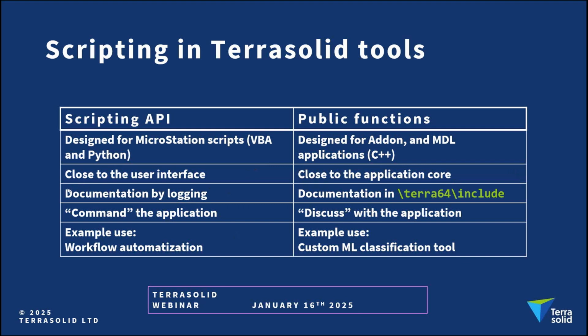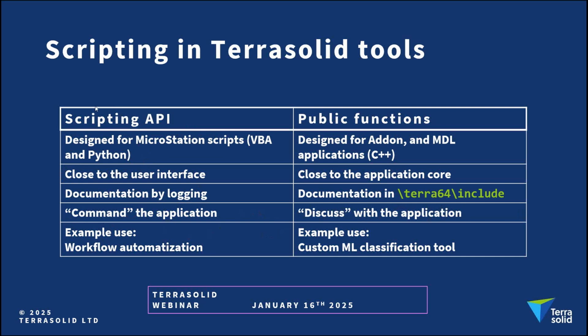For the scripting API, the commands that are available and the settings we can check using a logging. And like I showed for the public functions, we can see the available tools in the setup or installation folders, installation packages. Through the scripting API, as it's close to the usage through the buttons, it's like commanding the application, while with the public functions we are more discussing with the application because we can receive some feedback as the return values from executing a function.